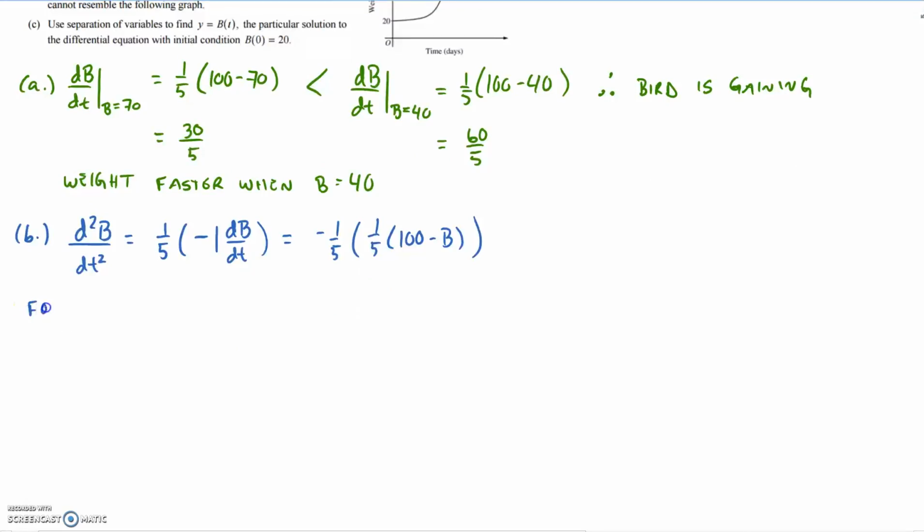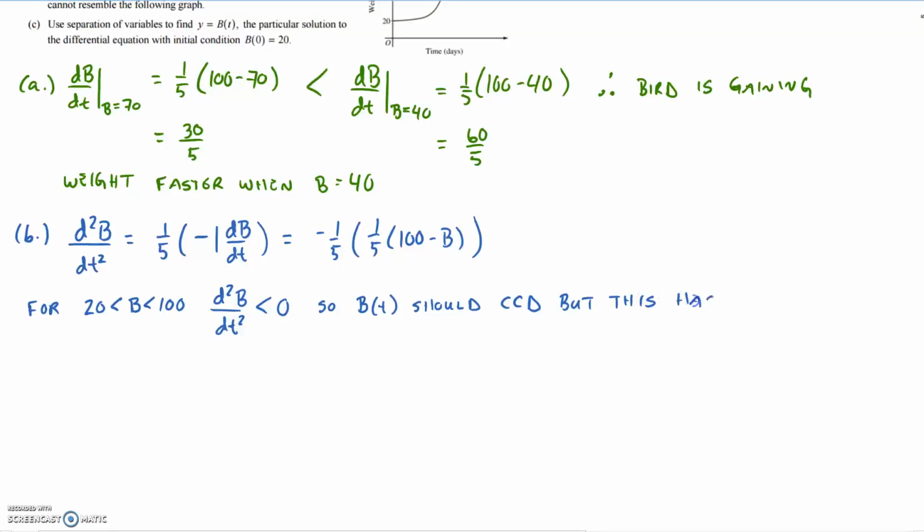For 20 less than B less than 100, the second derivative is less than 0. So B of t should be concave down, but this graph has a concave up portion.